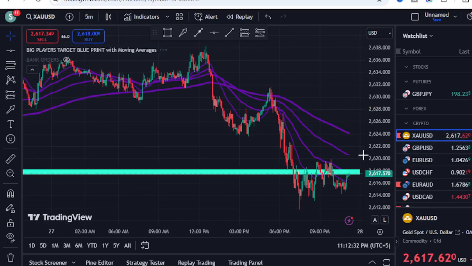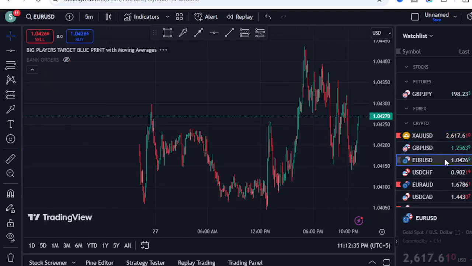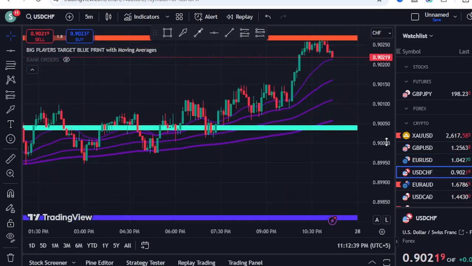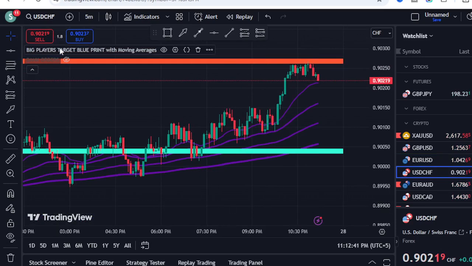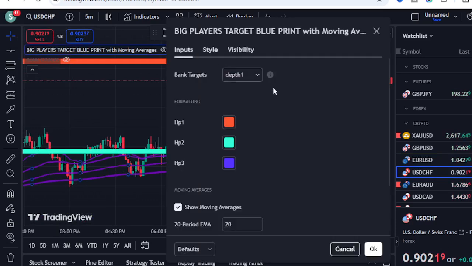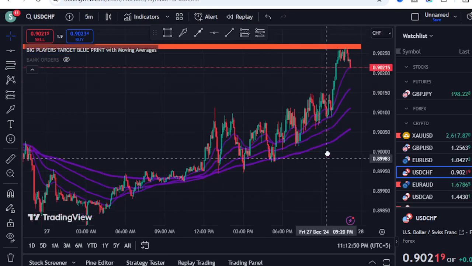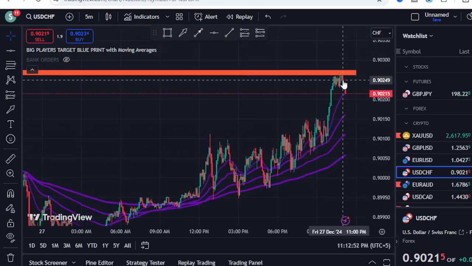So how is this possible? This is very possible. Let me show you with practical examples. Let me open any chart. You can see here, but actually we use this indicator on depth 2 because we are more interested in doing proper swing trading. Now you can see on depth 2, the market has reached the top red level.